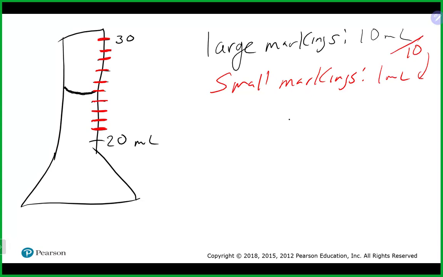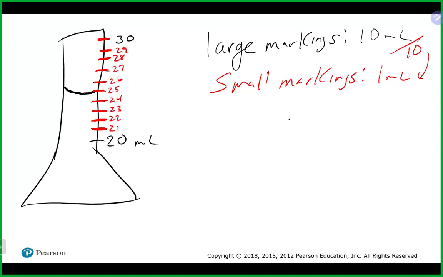In this scale, this first line is actually 21, right? 22, 23, 24, 25, 26, 27, 28, 29. Definitely no quality control there.